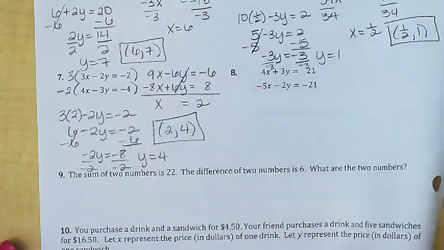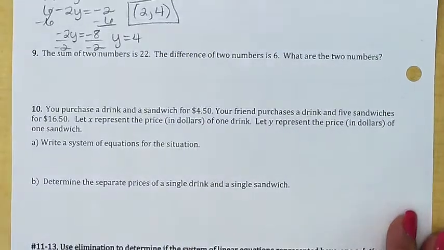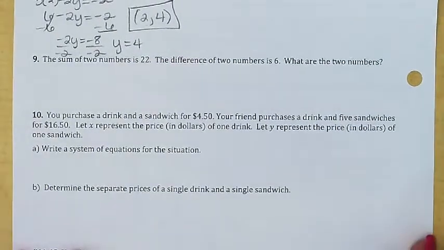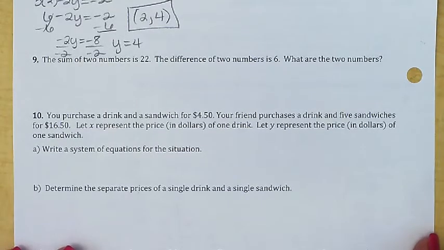Okay, I'm going to leave A there. We can practice that one in class if you'd like. I do want to try a word problem here, at least one, and we can do the other one in class. So check out number 9. We'll finish with this. The sum of two numbers is 22. The difference of the two numbers is 6.